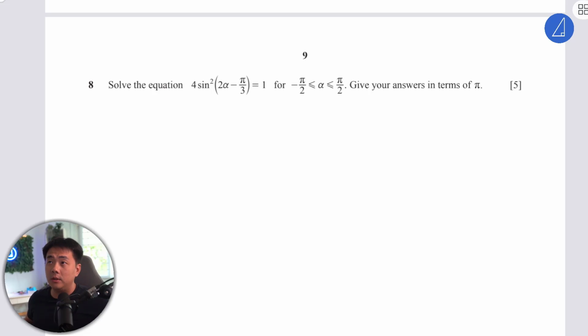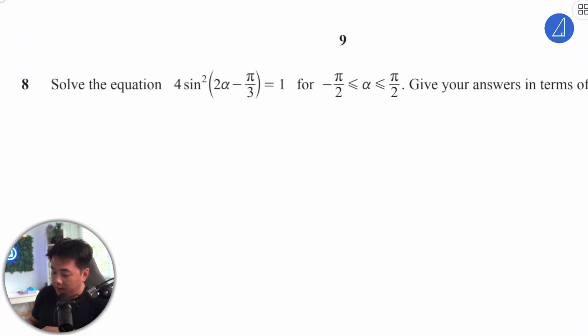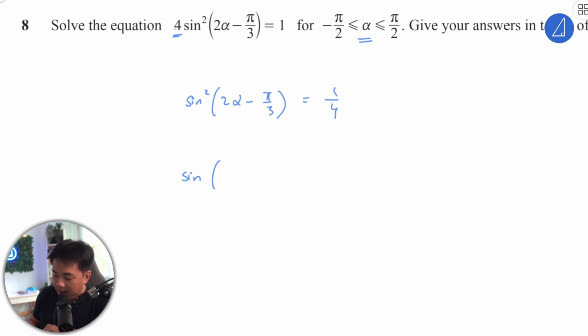Let's look at question 8, which is to solve the trigonometric equation here. We are given that alpha is between minus 90 degrees and 90 degrees, which is negative pi over 2 to pi over 2. Firstly, just move the 4 over to the other side. So sine squared of 2 alpha minus pi over 3 equals 1 over 4. Then we open up the square. What we'll end up getting is plus minus, so don't forget about the plus minus there. Square root of 1 over 4 is plus minus 1 over 2. Okay, that's that.